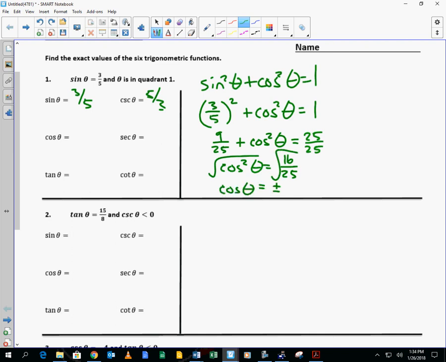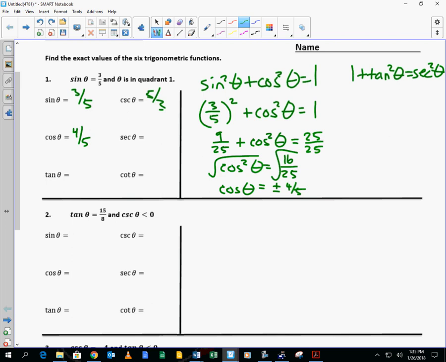Plus or minus 4/5. Is it going to be positive 4/5 or negative 4/5? Why? All are positive in the first quadrant. You're so smart. Shoot. Now I've got to figure out secant. So I'm going to have to use this one, right? 1 plus tangent squared of theta is equal to secant squared, right? Oh, I don't have to use that to figure out secant?